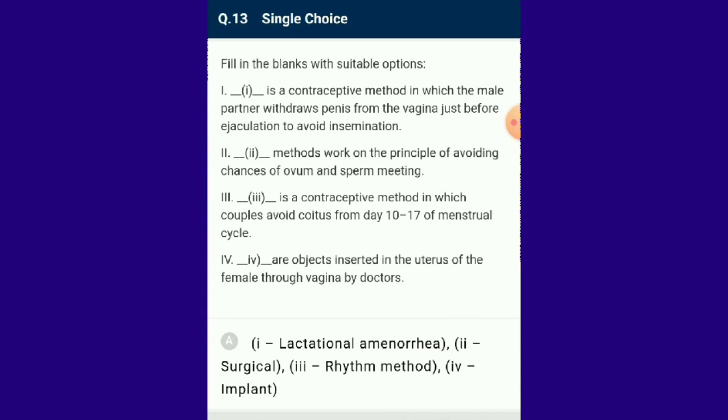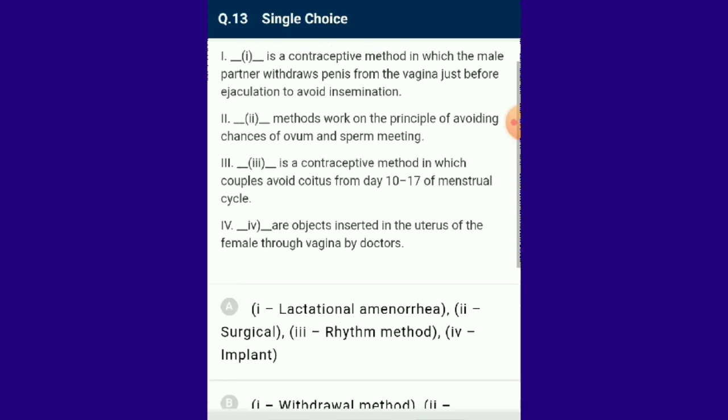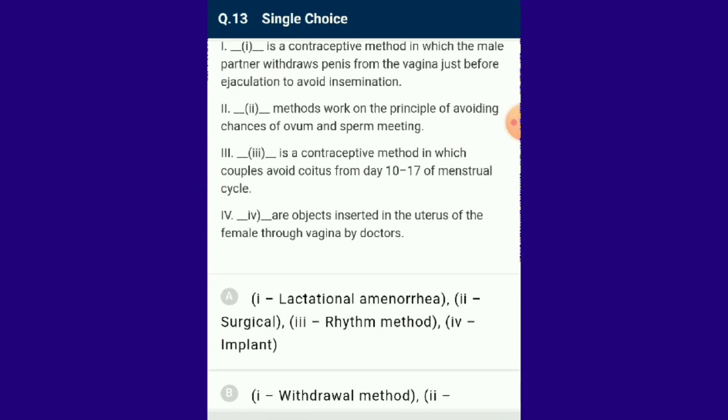Question number 13. Fill in the blanks with suitable options. Here there are 4 fill in the blanks. The first one: dash is a contraceptive method in which the male partner withdraws the penis from the vagina just before ejaculation to avoid insemination. The answer is the withdrawal method. The second: dash method works on the principle of avoiding chances of ovum and sperm meeting. The answer is natural method.